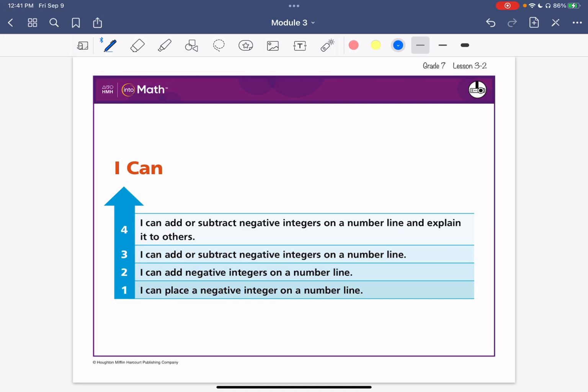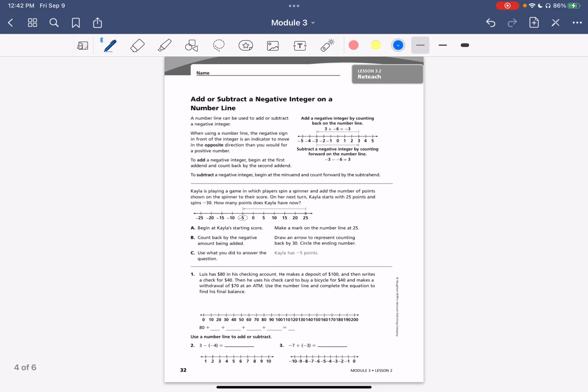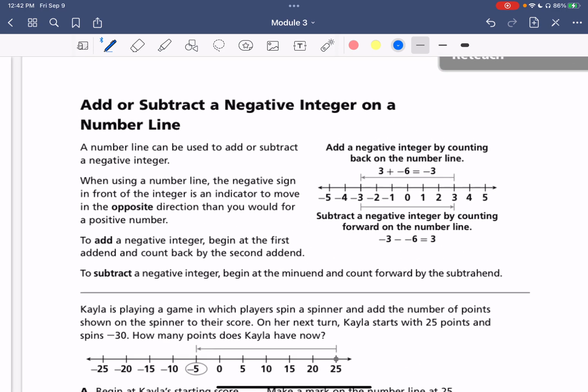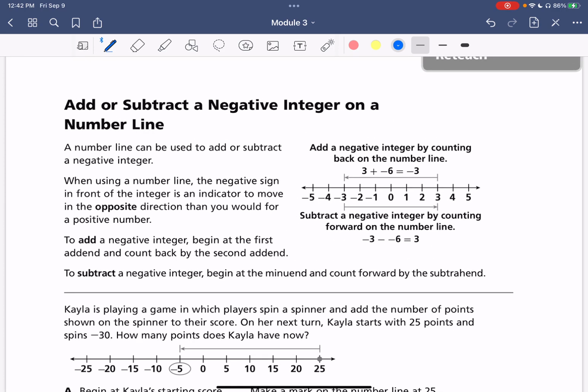Here is grade 7, module 3, lesson 2. I can add or subtract negative numbers on a number line. So here's our number line again. A number line can be used to add or subtract a negative integer.